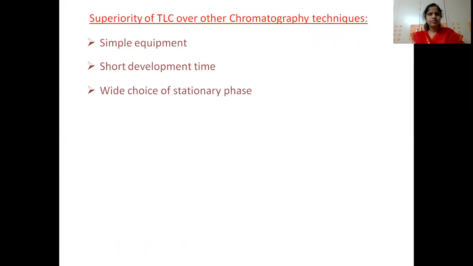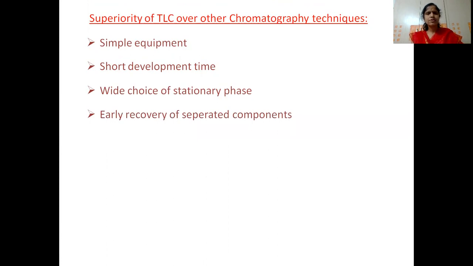Wide choice of stationary phase. So we can check the separation of the components by taking different types of solvents, combination of the solvents, and also stationary phase. So stationary phases, as I said, they may be polar or non-polar also. So that depends upon, first thing is you should know the nature of the sample. If it is polar or non-polar, whether it is acidic or basic, then we can select the stationary phase that can be used for TLC.